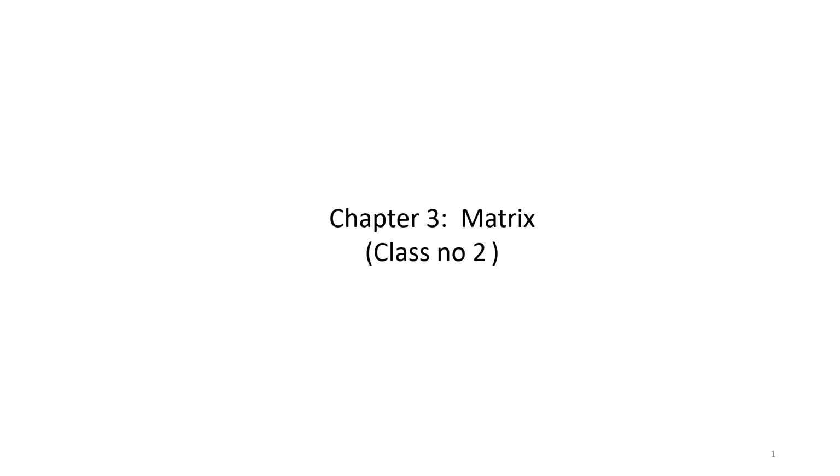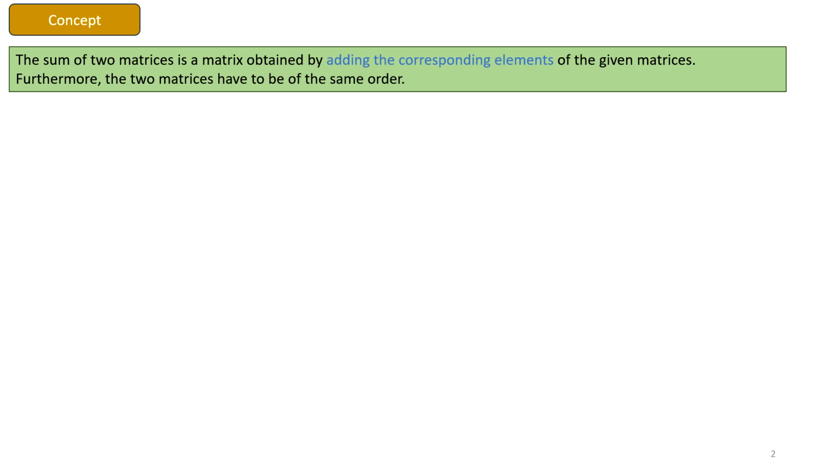Chapter 3 Matrices, Class Number 2. The sum of two matrices is a matrix obtained by adding the corresponding elements of the given matrices. Furthermore, the two matrices have to be of the same order.